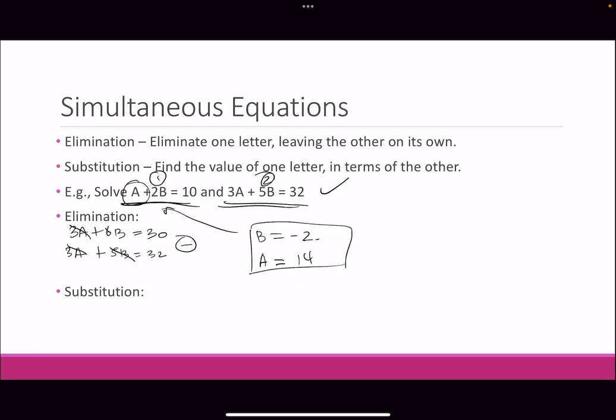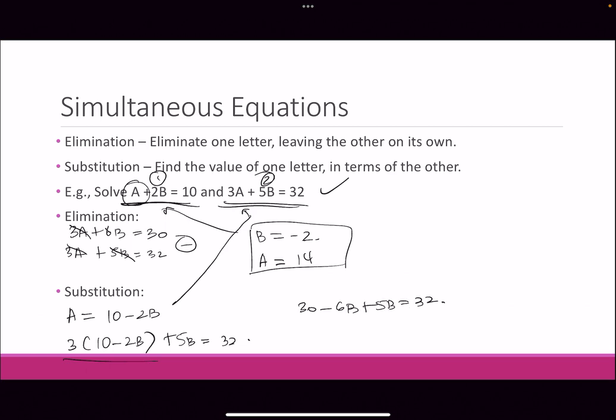In this case, with substitution, I'm going to find a in terms of b. So I'm finding the value of one letter in terms of the other. So a is going to be equal to 10 minus 2b. And I'm going to substitute this value of a back into this equation here. So instead of 3a, I'm going to write 3 times (10 minus 2b), because they're the same values, plus 5b equals 32. If I expand this bracket out, it's going to give me 30 minus 6b plus 5b equals 32, and so I get 30 minus b equals 32. If I move the b over here and the 32 over this way, I get b equals minus 2, and then if I sub that back in, I get a equals 14 again.